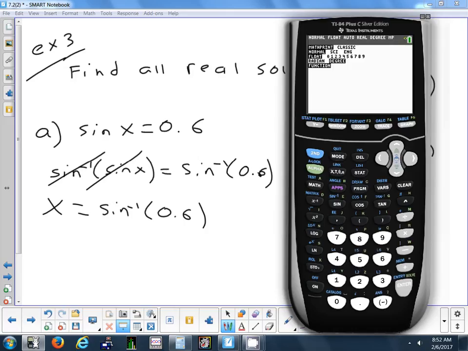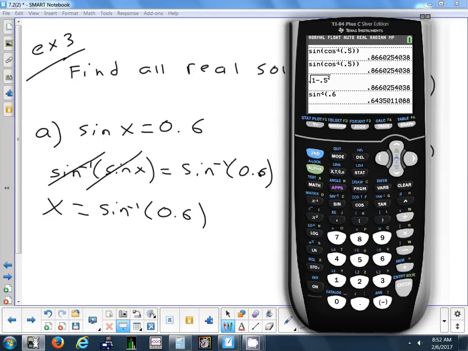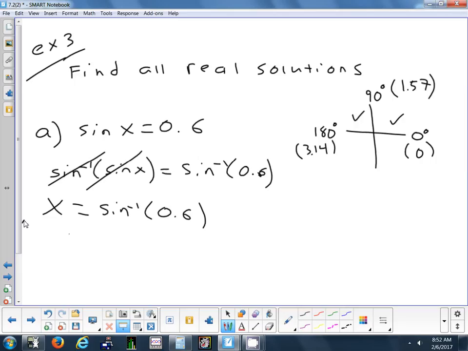Okay, so I'm going to switch over to radians. I'm going to type inverse sine. This is not one you could really do in your head easily. And you get 0.64. Okay, what quadrant is that in? That's my first quadrant answer. Okay, so I've got the answer there. All right, next.